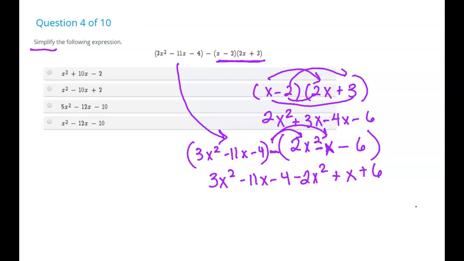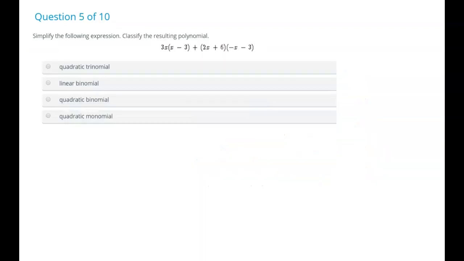So again, a number of steps there. All right, number 5, very similar to the last question. So I would suggest distributing here first, 3x squared minus 9, and then foiling this and adding whatever you get from the FOIL.